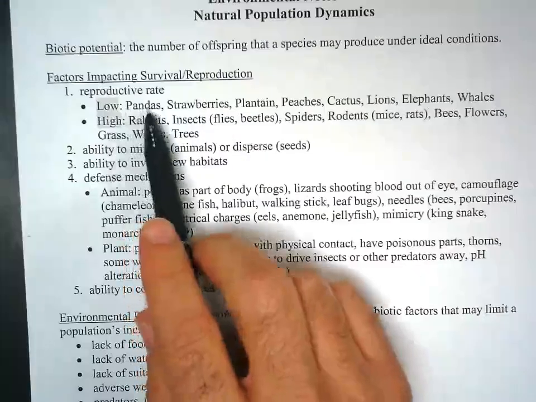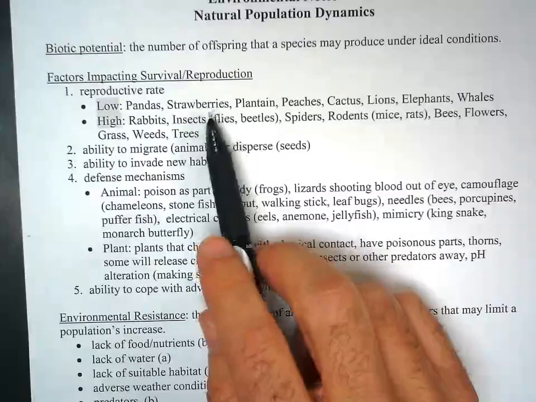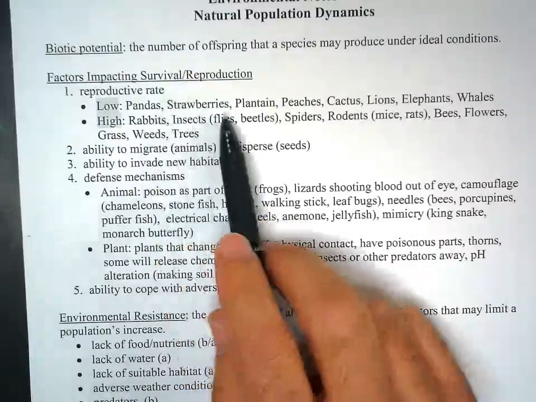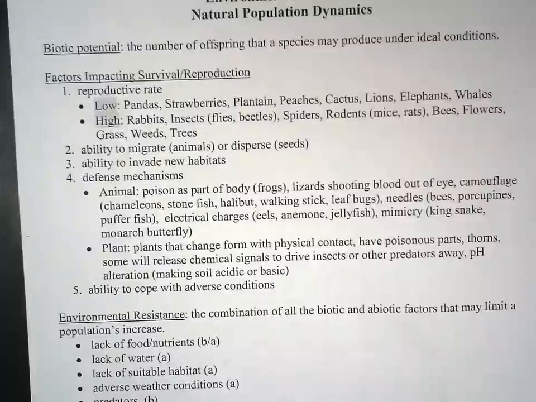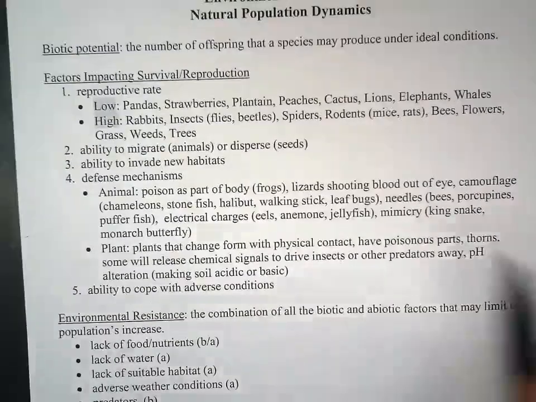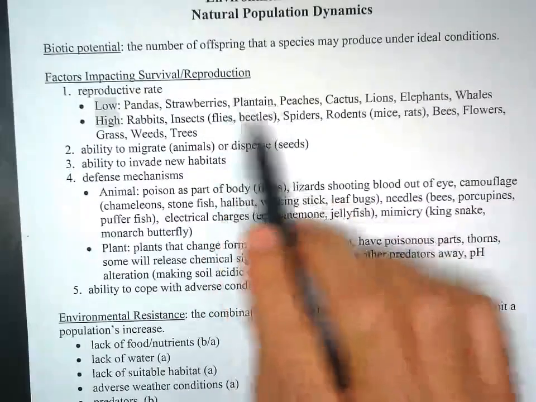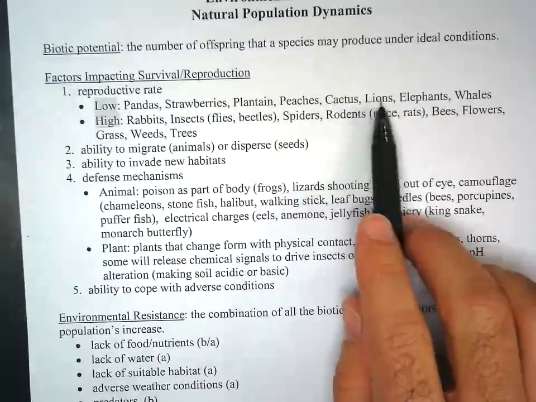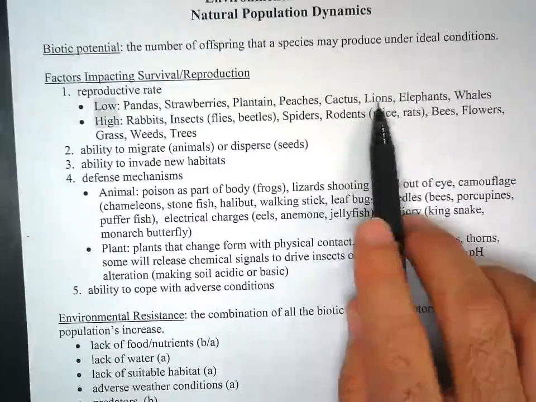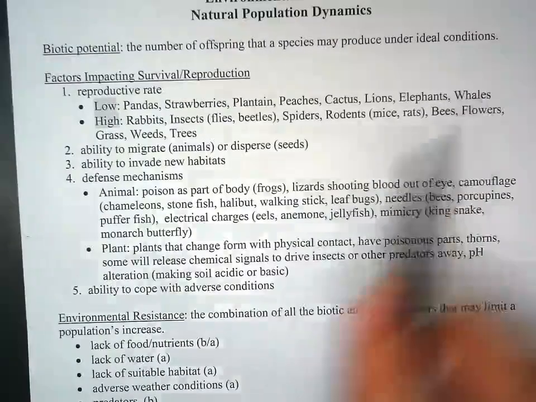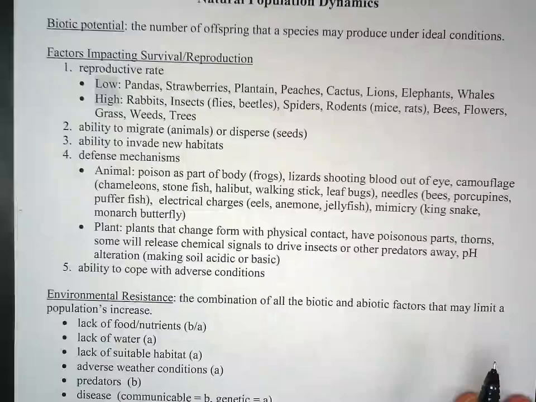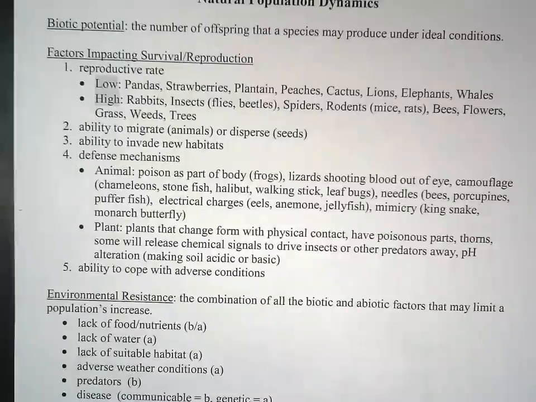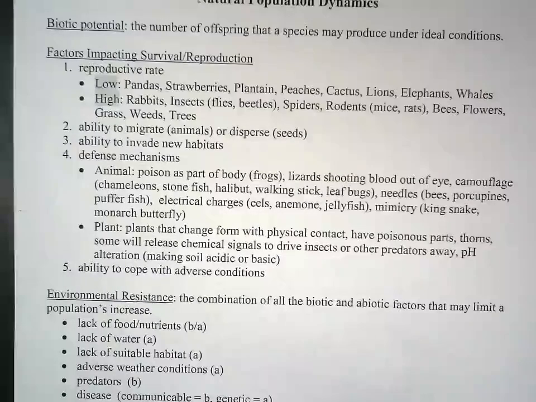So things that are low: pandas, and some plants that are low, strawberries. Strawberries don't reproduce right away. I think it takes like 2 to 3 years after planting for them to mature enough to reproduce. Plantains, which are kind of like a banana type thing, peaches, cactus, and then some of your big mammals, lions, elephants, whales, have low reproductive rates. They don't have a lot of babies per reproductive cycle. Their reproductive cycles are long, and they don't necessarily reproduce as often either.